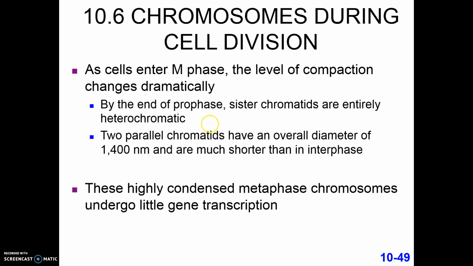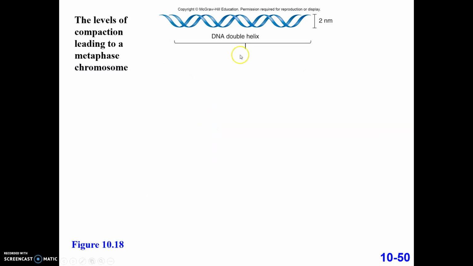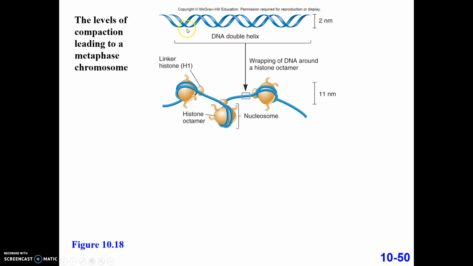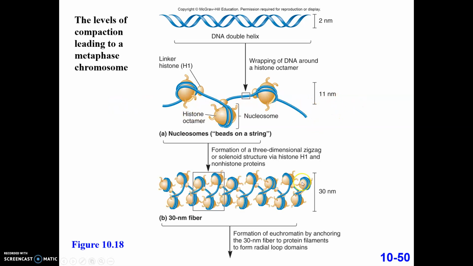So let's progressively go through these different levels of compaction, right? So here is a naked strand of DNA. It gets wrapped around these histones, and we have these H1 linker histones. We get this bead on a string type of conformation. This condenses into something called a 30 nanometer fiber. We're not entirely sure about how it's laid out, but it's something along this line.